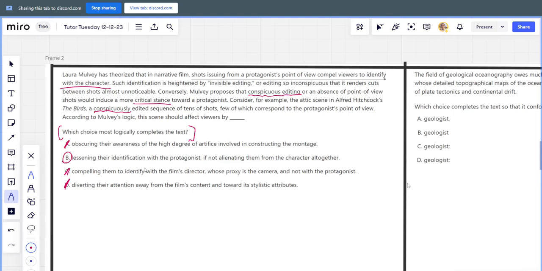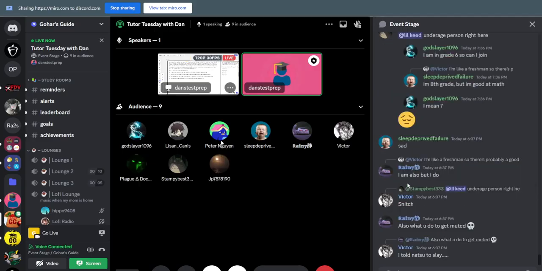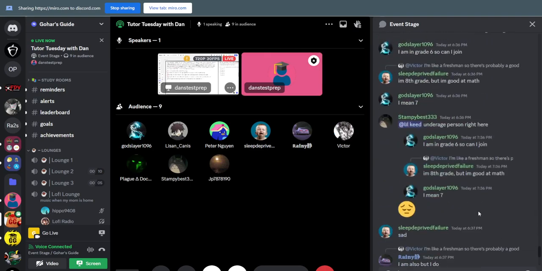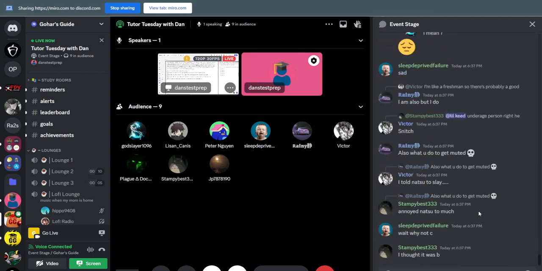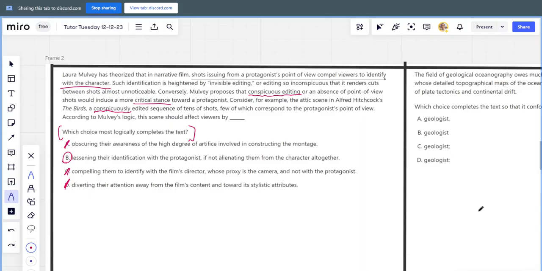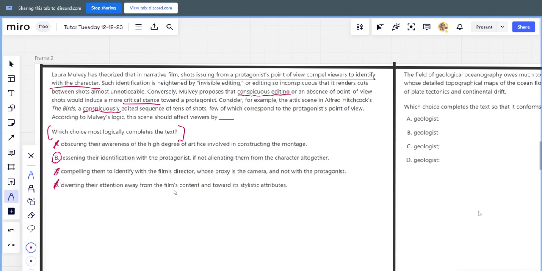And so we're left with B, lessening their identification with the protagonist, if not alienating them from the character. Because we see that conspicuous editing would induce a more critical stance to a protagonist. And this example right here is a conspicuously edited sequence of tens of shots. Not C. Yeah, it's going to be B. I mean, C makes sense about identifying not with the protagonist, but it doesn't mention anything about the film's director, so it doesn't really make sense to put C. That's an inference that we can't really make with the information in the passage.